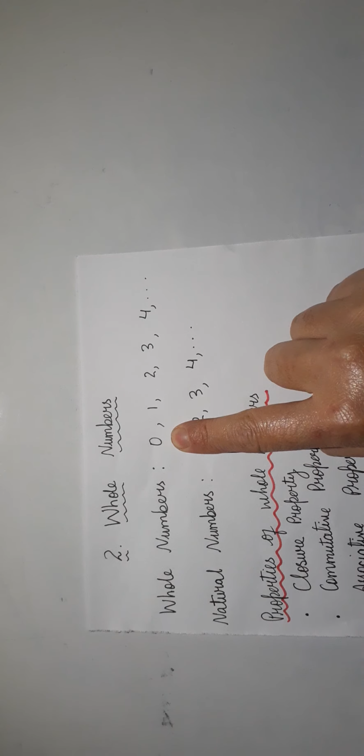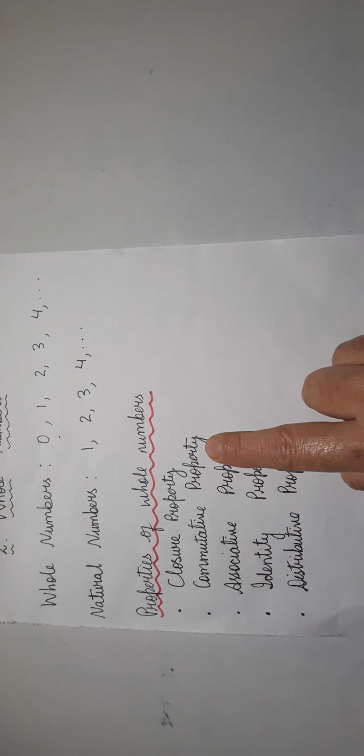What are whole numbers? Numbers, when we start counting from 0 onwards, that means 0, 1, 2, 3, 4 and so on, we are actually counting whole numbers. But when we want to count numbers from 1, we start from 1, 2, 3, 4 and so on, then we are counting natural numbers. So this indicates the smallest whole number is 0 and the smallest natural number is 1.